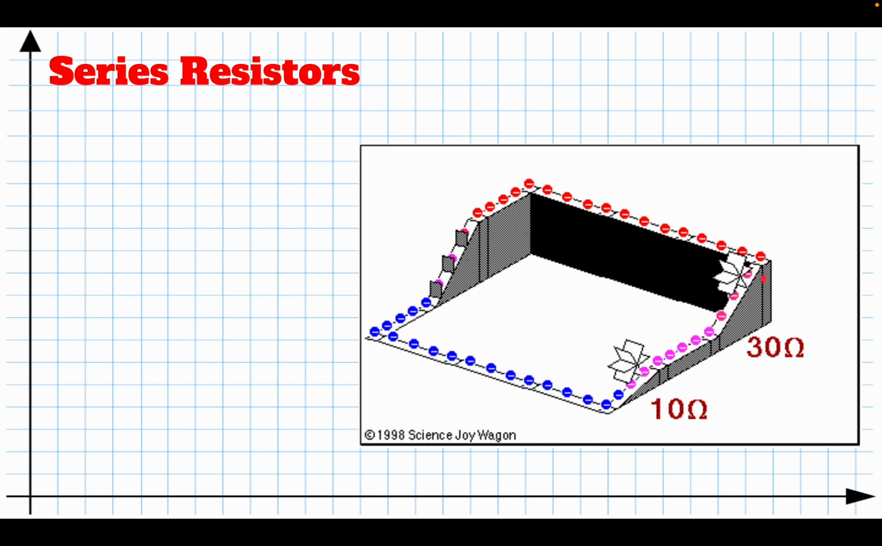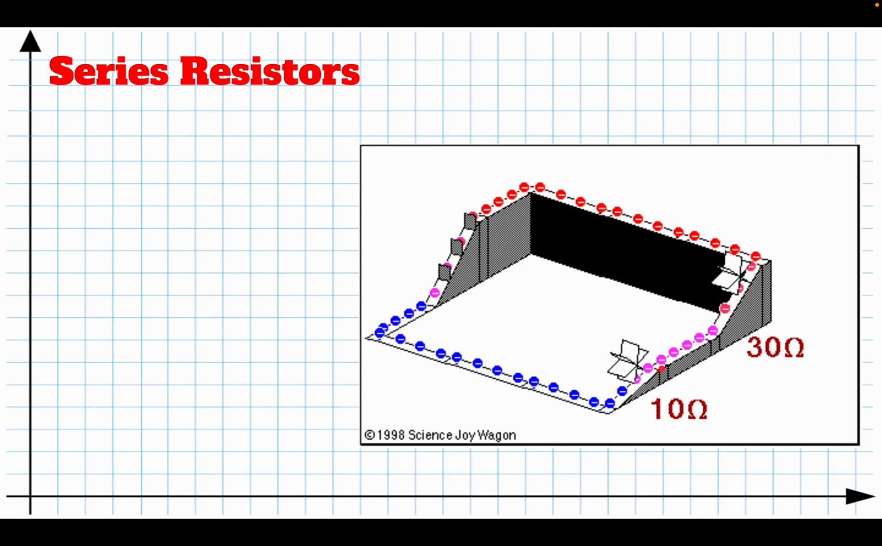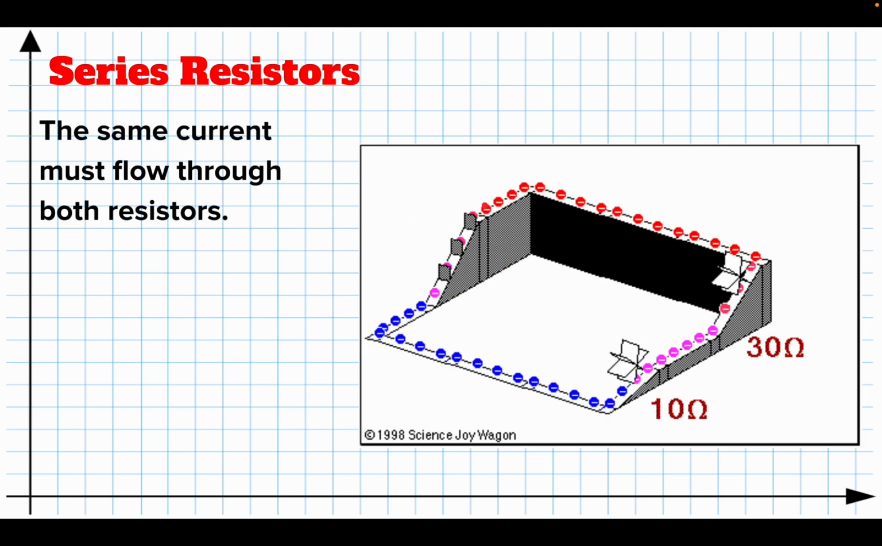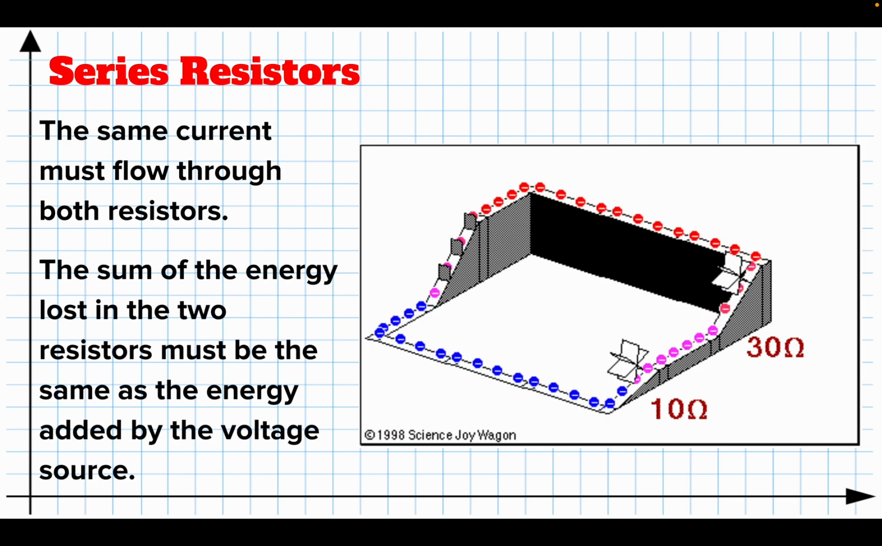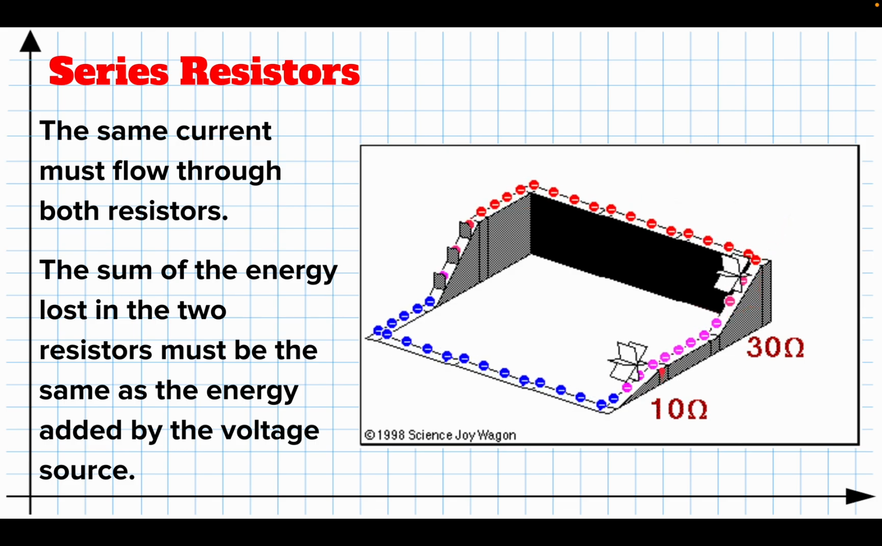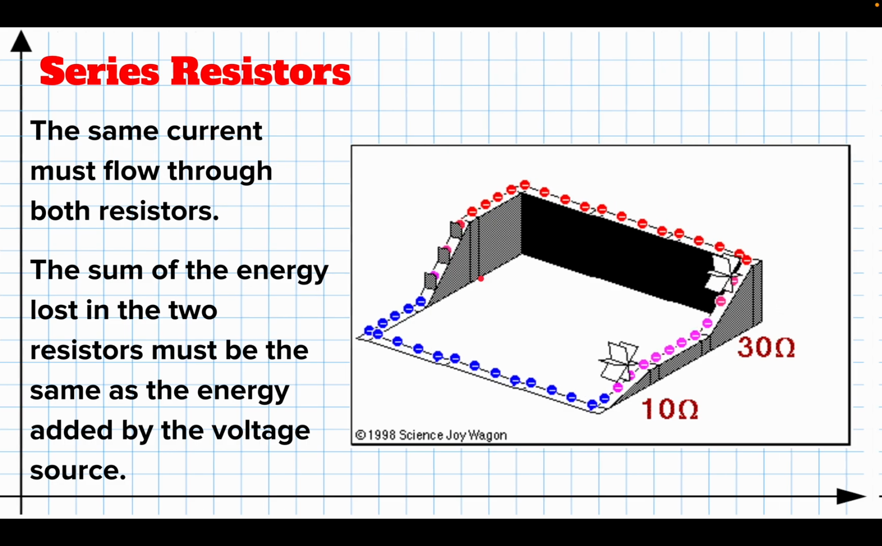So the voltage drop, the energy lost in resistor 1, from here to here, has to add up to the voltage drop in 2, which is from here to here, and those have to equal what you gained. So in a series circuit, the same current flows through both resistors, and the sum of the energy that is lost in the two resistors, so this energy here plus this energy here, has to add up to the energy that was gained at the battery, the voltage source.